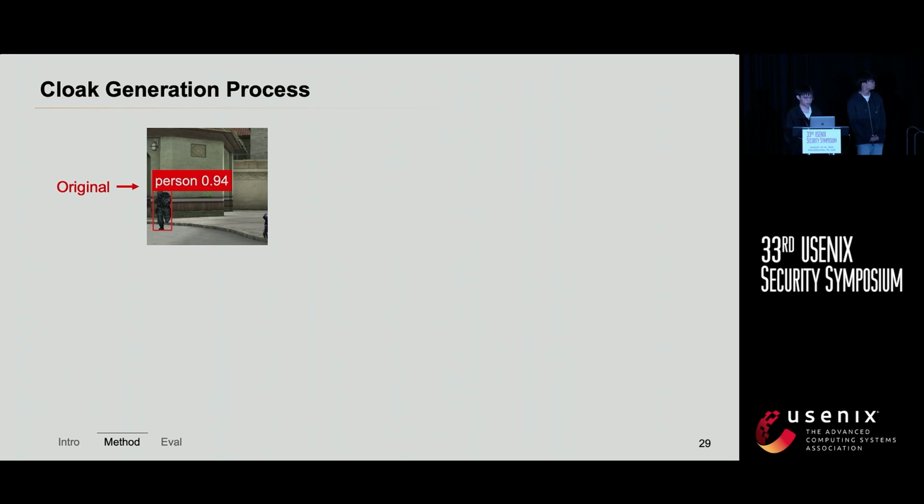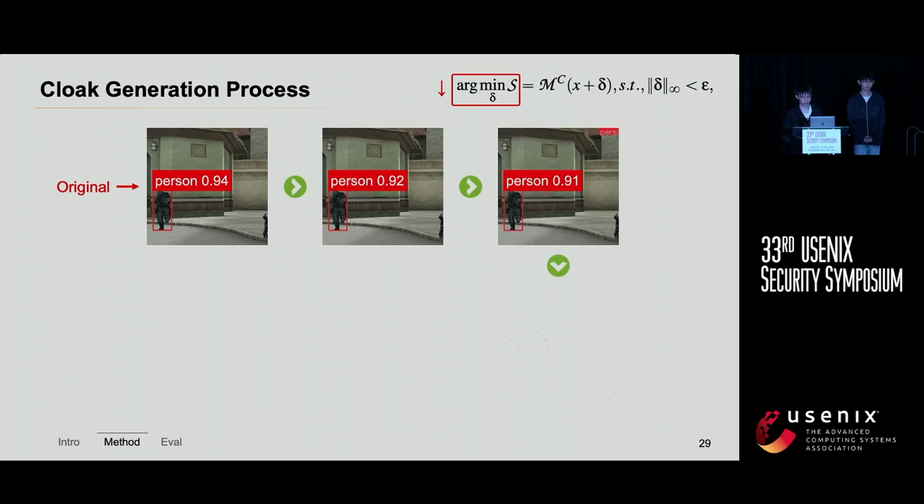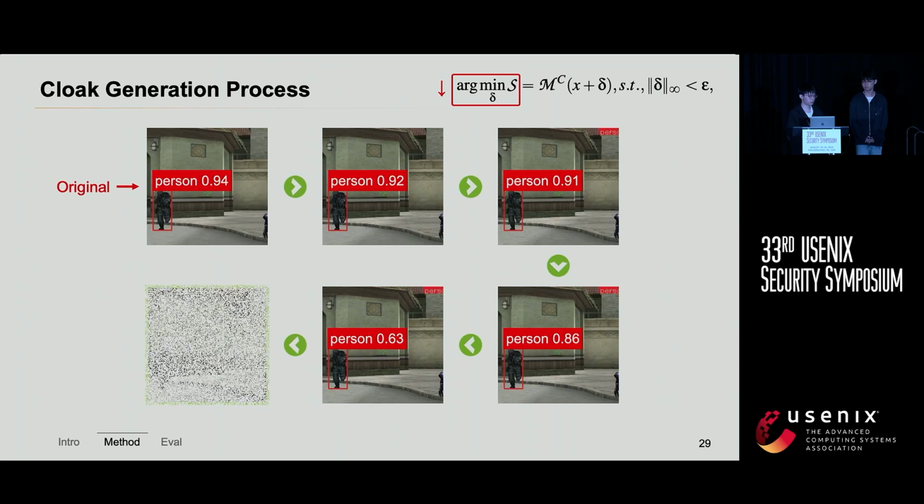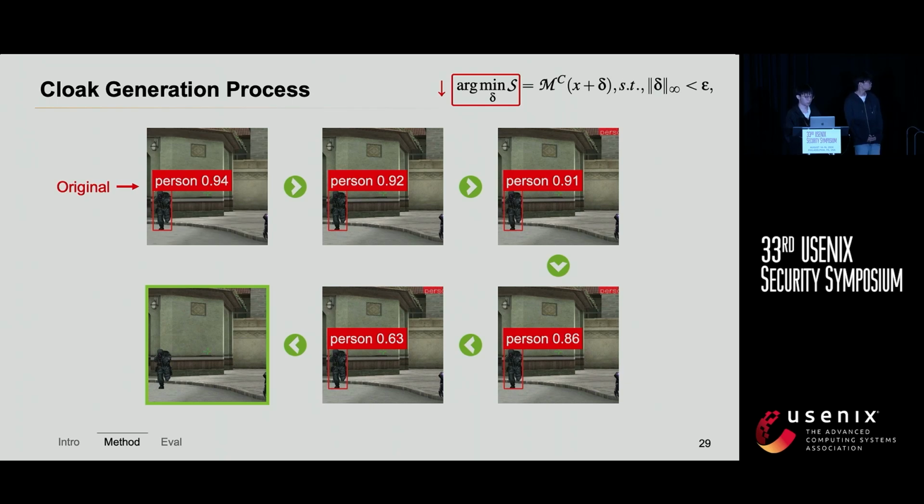So how do we generate these clocks? Here is the clock generation process. After we input the original game frame, our goal is to reduce the confidence score of visual aimbots in detecting characters on the screen as much as possible. This is achieved by continuously updating our clock based on the loss function and gradient information. After several queries, like the figure shows, we can effectively disable the visual aimbots.